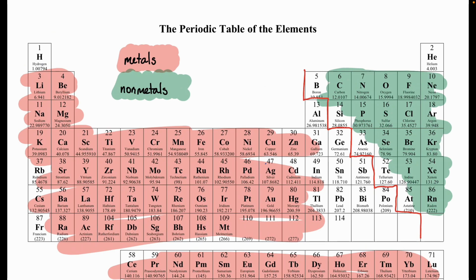All right, and then the elements that are actually touching the staircase, let me complete this a little bit. These are elements that have properties that really are in between the two. Sometimes it's more convenient to think of them as metals. Other times it's more convenient to think of them as nonmetals. We put them in this gray area here, which we call metalloids.